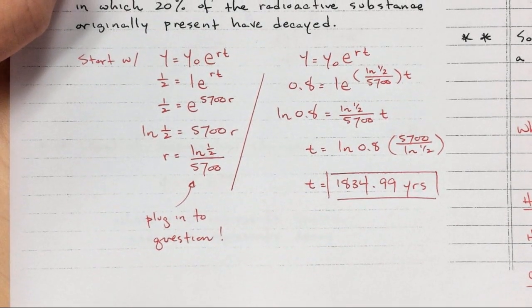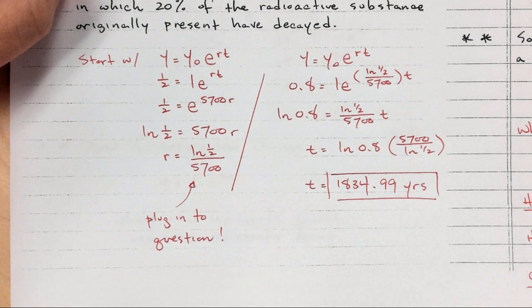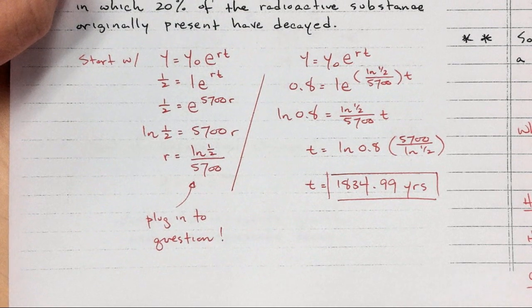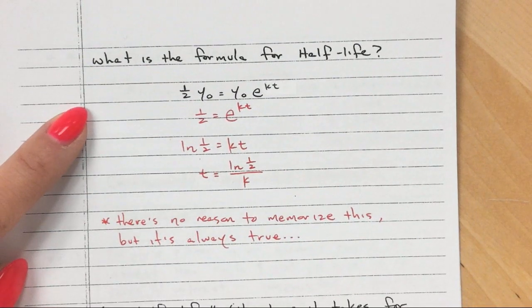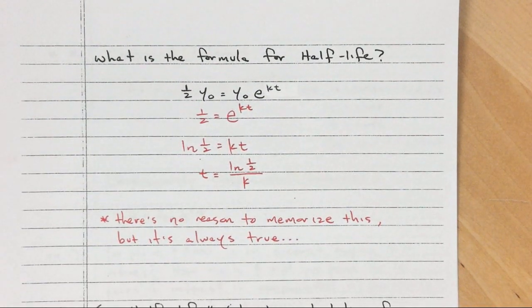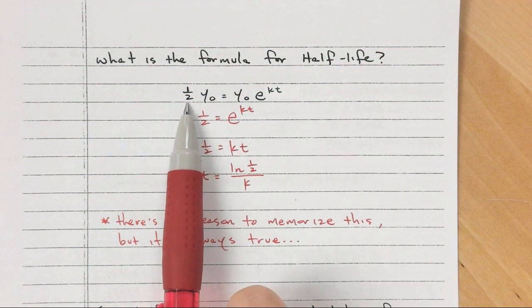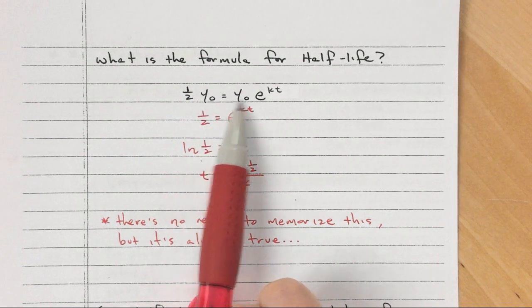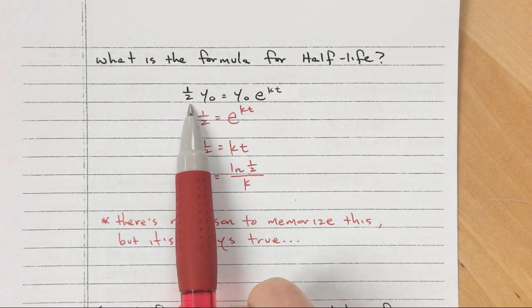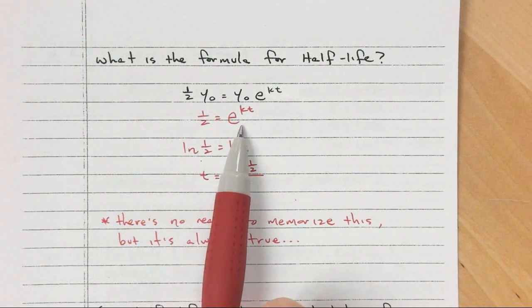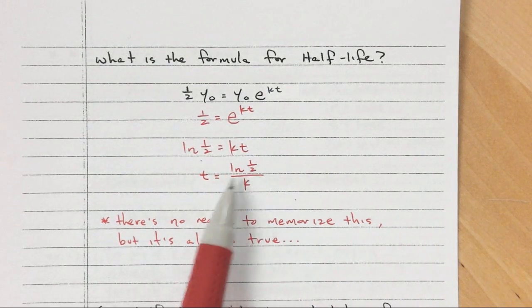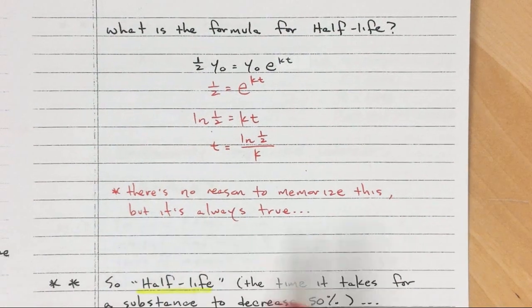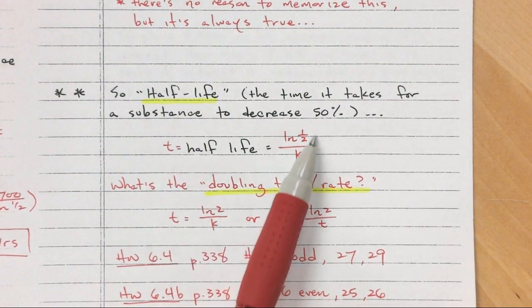Okay, the other part, I'm going to show you what you can remember, but I wouldn't really memorize this, because you can always find it every time. Some people really like memorizing formulas, so here you go. So what is the formula for half-life? The formula for half-life is always the same thing, because when you plug in 1/2 of some value equals that value, so here's your PERT, but then here's 1/2 of our original value. So then we get this, and then we ln on both sides, and then we solve for time. Time is always going to be ln 1/2 over k. So there's no reason to memorize this, but it's always going to work.